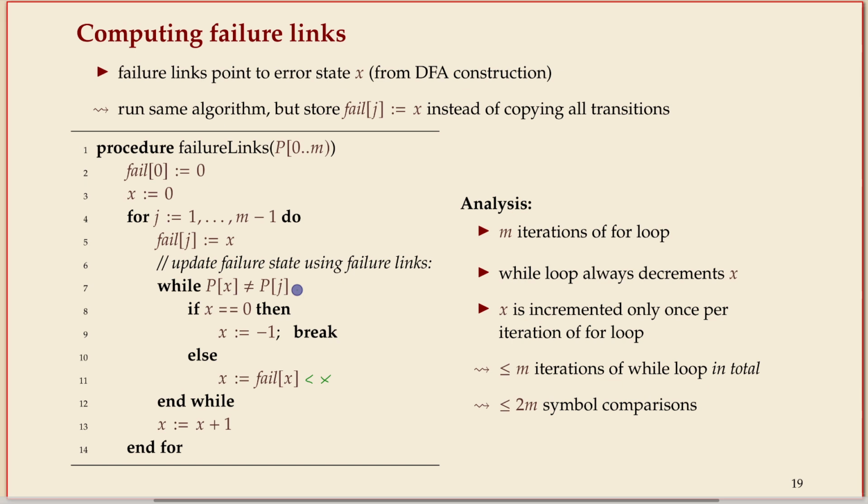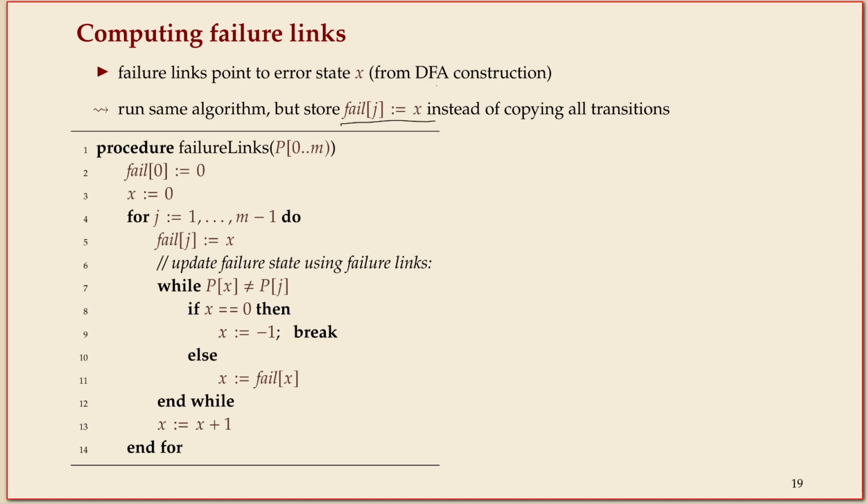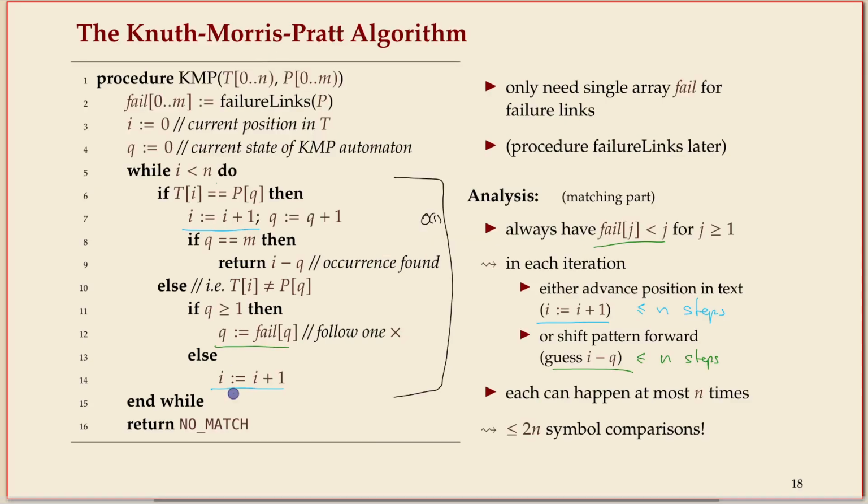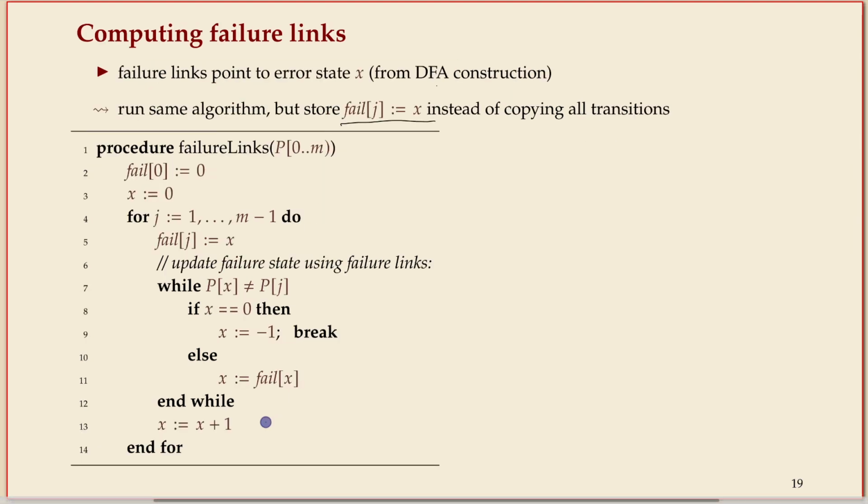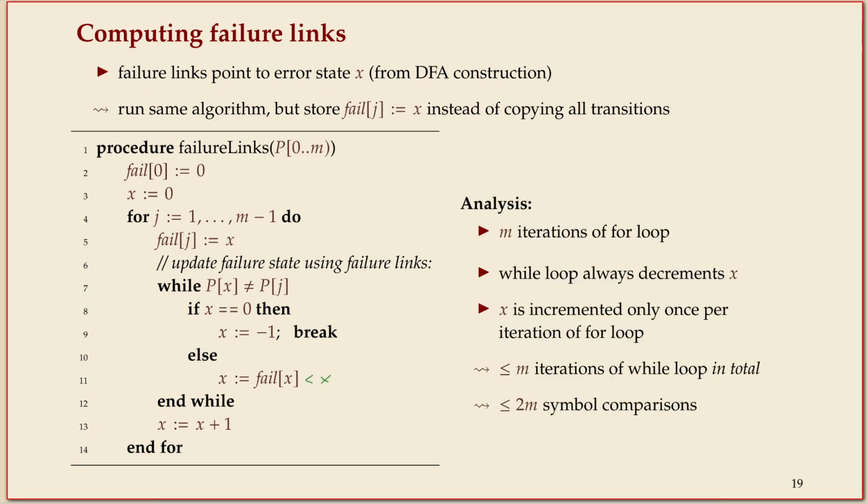If you find this looks very similar to the code before, then wait for the tutorial where you will explore the similarity between those two algorithms, between this one for using the failure link automaton for string matching, and this one for computing the failure links. They're indeed intimately related.